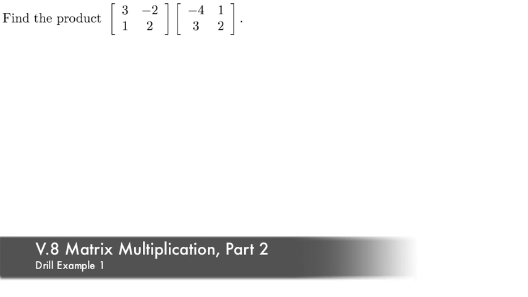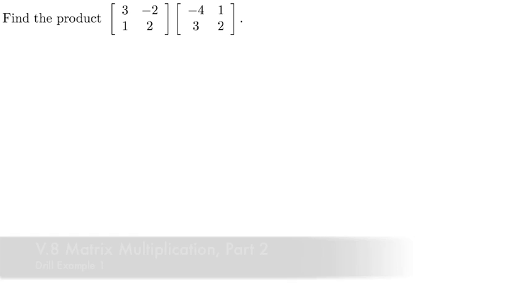Okay, so let's take a look at this example here. We're multiplying a pair of 2 by 2 matrices. So each matrix has 2 rows and 2 columns. The way that we multiply matrices, we're going to take a row from the first matrix and a column from the second matrix. We're going to go in order. So we're going to start with this row right here and this column right here.